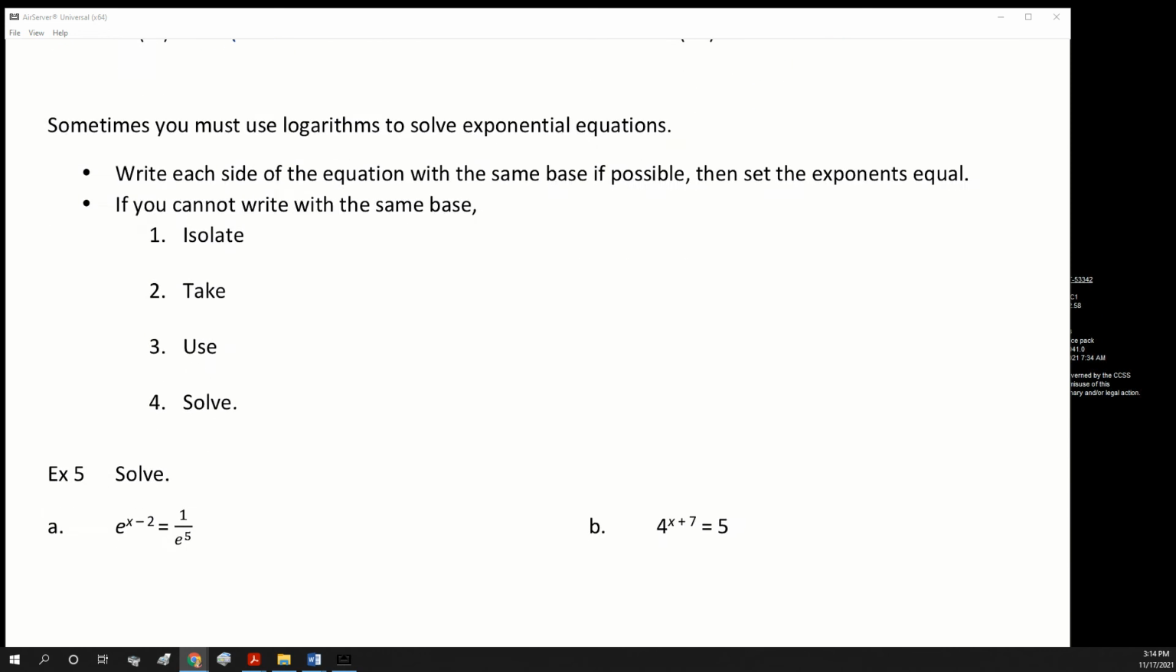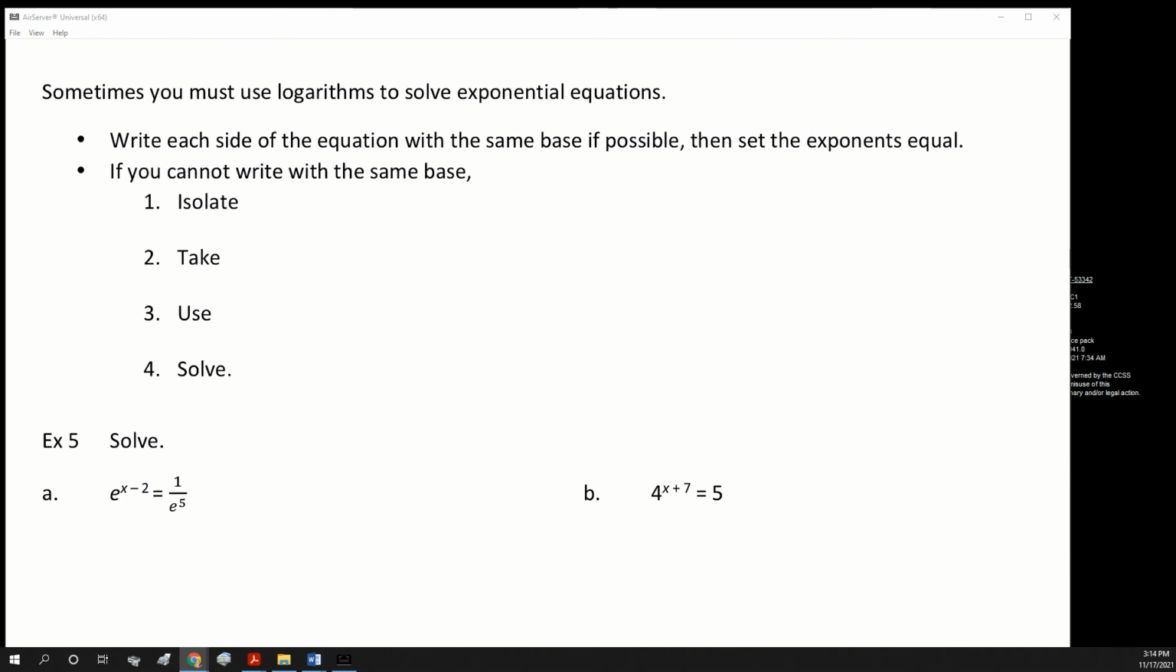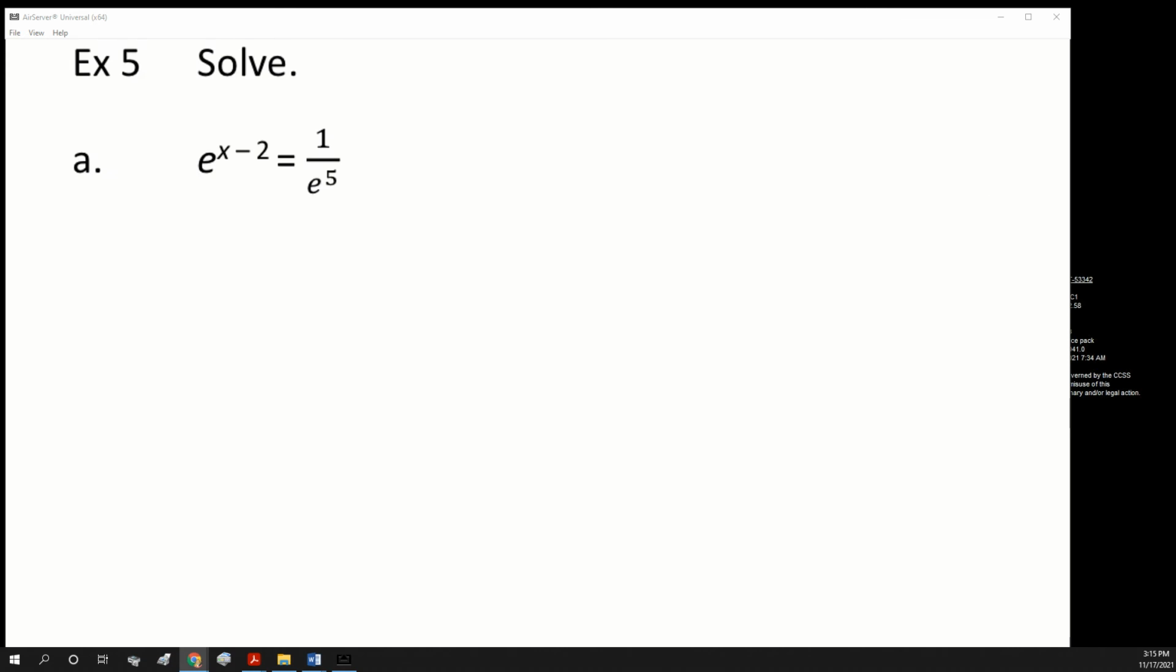So about halfway down on the second page, it says sometimes you must use logarithms to solve exponential equations, but sometimes you don't have to. So if you can, you want to write each side of the equation with the same base and then set the exponents equal. So on example 5a, that's exactly what we can do.